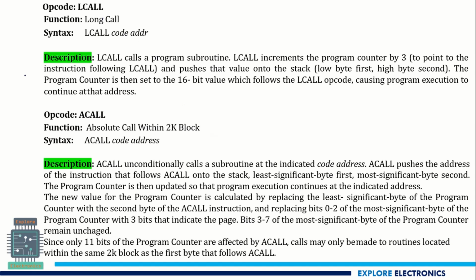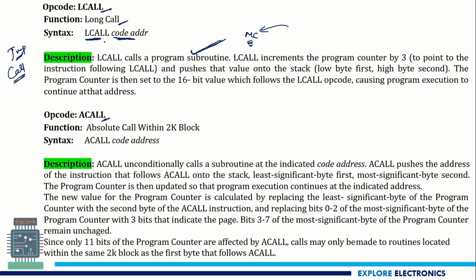Then LCALL, this is a call instruction. The previous thing we have seen in branching is the jump instruction. Jump and call are the two types here. LCALL is a long call, ACALL is the absolute call. With LCALL, again we need to specify the code address. This calls a subroutine program, which means there will be subroutine programs. When we are going to call that subroutine in our microcontroller code, then we are supposed to use LCALL.